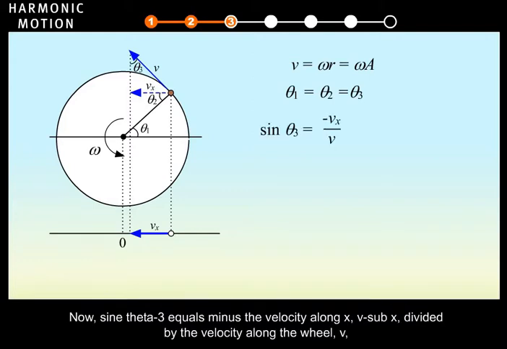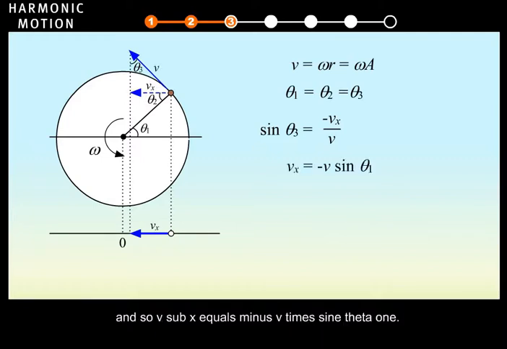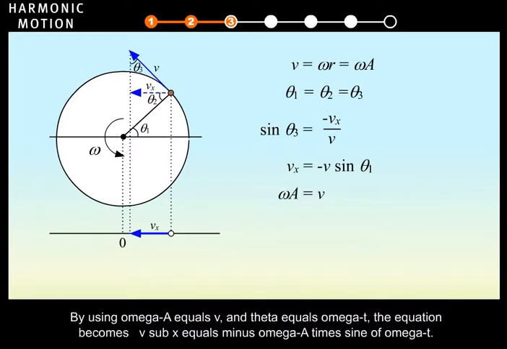Now, sine theta 3 equals minus the velocity along x, v sub x, divided by the velocity along the wheel, v. And so, v sub x equals minus v times sine theta 1. By using omega A equals v and theta equals omega t, the equation becomes v sub x equals minus omega A times sine of omega t.